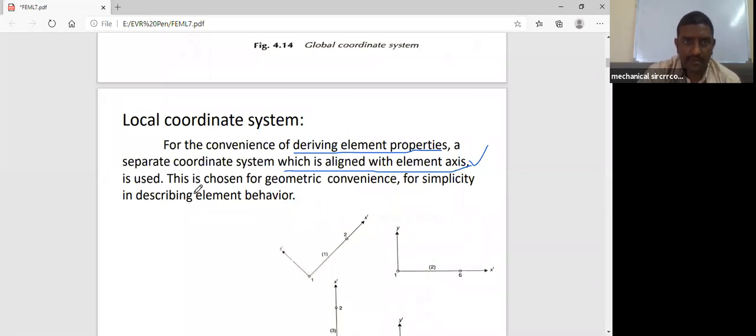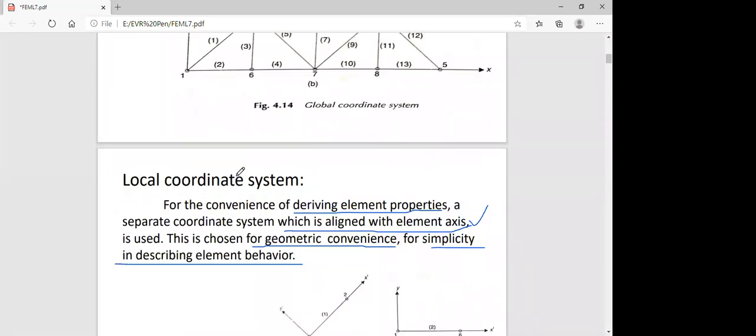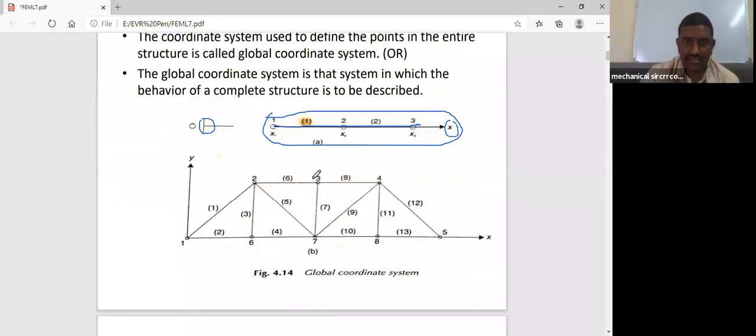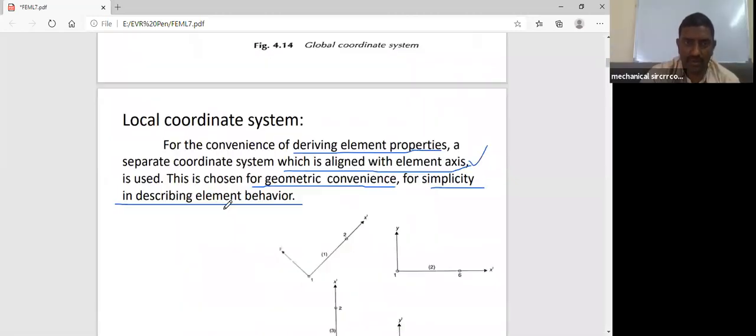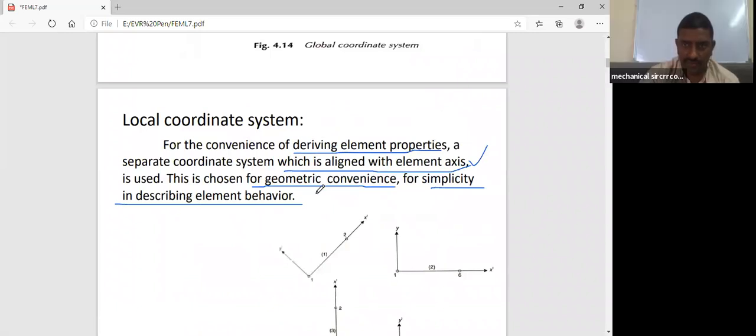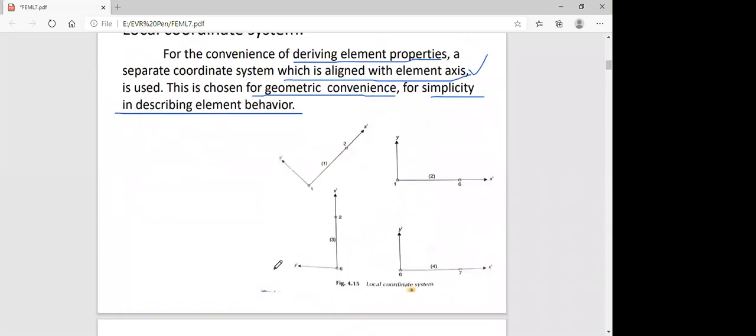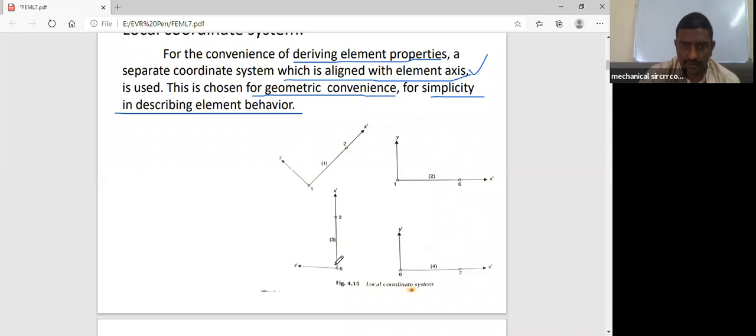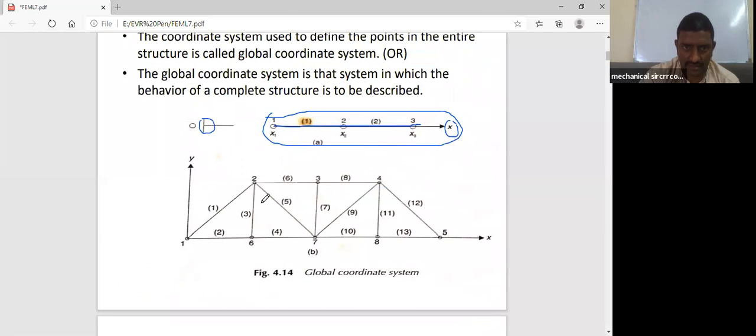The purpose is geometric convenience and simplicity in describing element behavior. In the global coordinate system, we can describe the entire structure, but in the local coordinate system, we can describe the element behavior only. For example, this is element 3 in this plane truss structure.